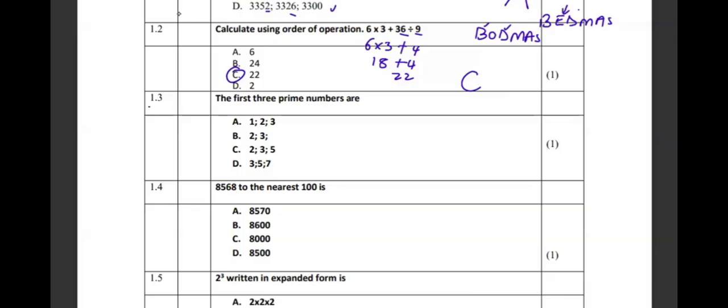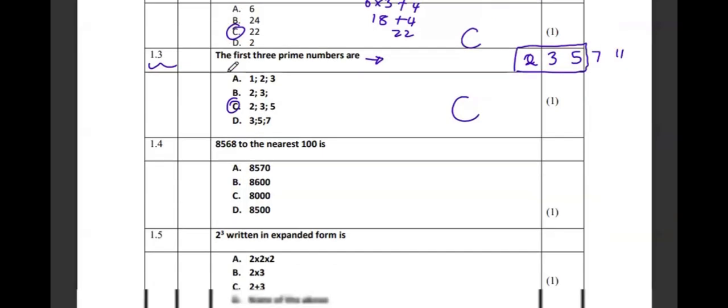And then 1.3, the first 3 prime numbers. What are prime numbers? We know that these are numbers that have only 2 factors. That's basically 1 and itself. So the first prime number is 2. Second prime number is 3, followed by 5, and then 7, 11, and so on. So we're only focusing on the first 3. So 2, 3, 5, which is option C.